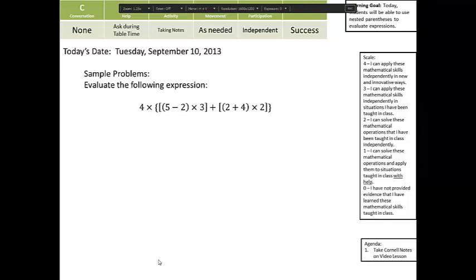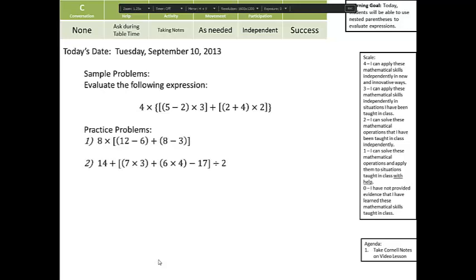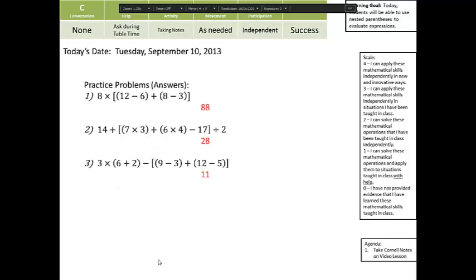Alright, so those are the sample problems that we're going to work. You go ahead and work out the practice problems that we have here. There's 3 practice problems. So pause the video, complete the practice problems that we have, and then restart the video and check your answers to make sure that you did them correctly. Okay, and here are the answers. Number 1 is 88, number 2 is 28, and number 3 is 11.